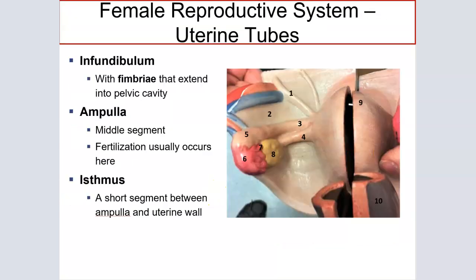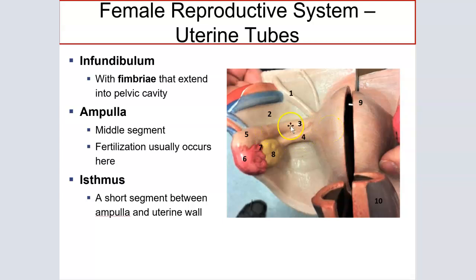So we start with the uterine tubes, and these uterine tubes are smooth muscle tubes. They're about 5 inches long, and their job is to move that egg, that oocyte, from the ovary, which here is number 8, and to move it through the tube to get it to the uterus.